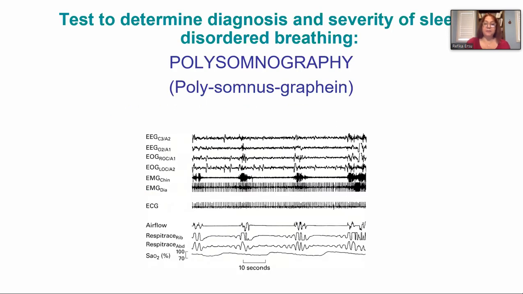We briefly talked about yesterday that polysomnography is a test to determine the diagnosis and severity of sleep disordered breathing in children. There are some alternative methods, and during questions, maybe we can also talk about that. It basically means taking lots of polygraphs during sleep.